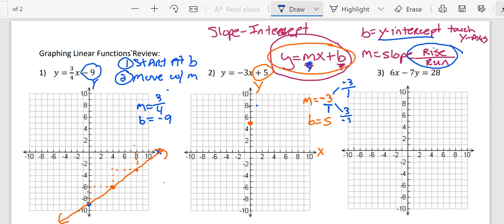The mistake is to do this. You can't do both negative because remember, if you had a negative divided by a negative, that's going to be a positive. And again, therefore, that wouldn't be the negative slope we need.